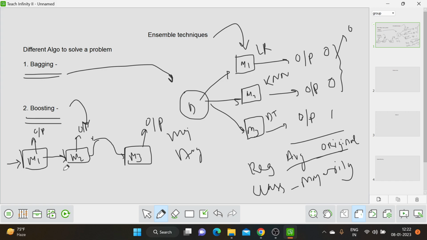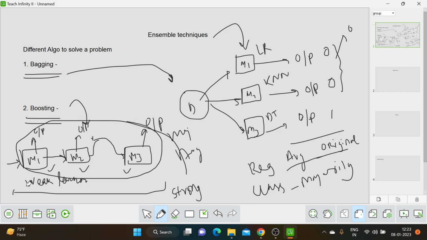Here I am not sending all the data points. First I get the output, and the points predicted wrong I send to the next models. These next models are known as weak learners. If we combine all of these, it becomes a strong learner. That means a weak learner is not able to predict some points, so it sends them to the next model, which also predicts some points wrongly and sends them on. If we combine these small models, weak learners become a strong learner. Clear?